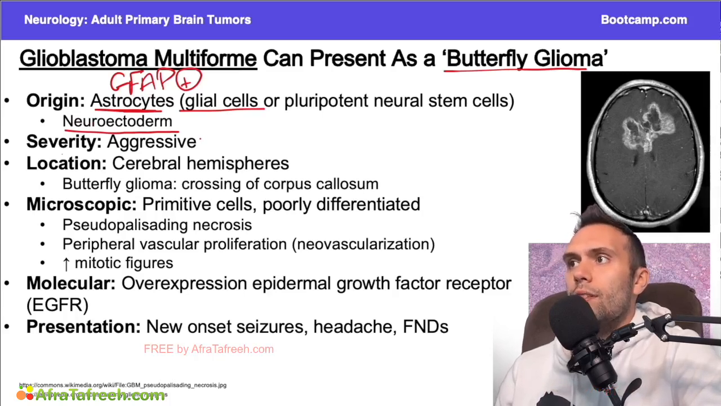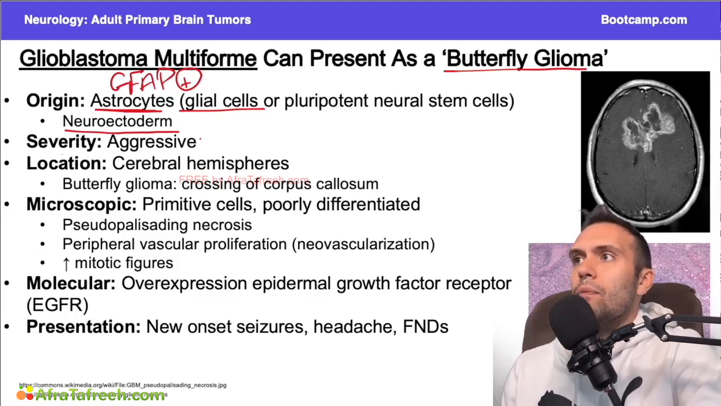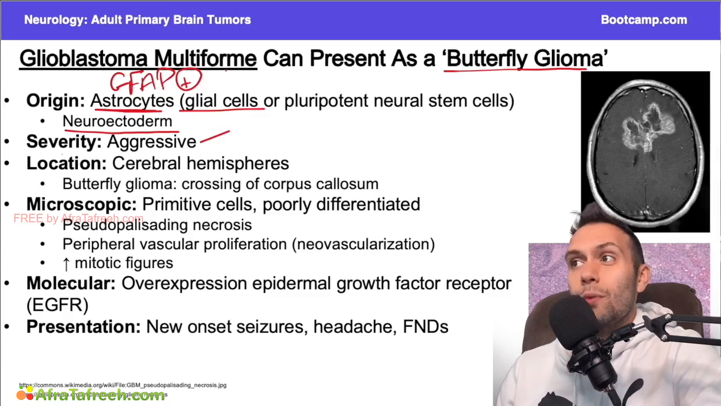Okay, and just like we said with medulloblastomas in pediatric patients being very aggressive, having increased risk for drop metastases, in adults, the glioblastoma multiforme is the aggressive tumor to remember. Okay, and this one typically, once patients are diagnosed with GBM, usually the median survival is only 10 to 12 months. Okay, so this is a very poor prognosis, unfortunately.